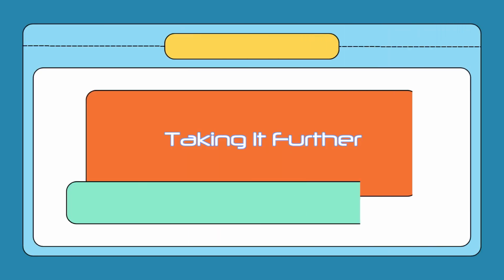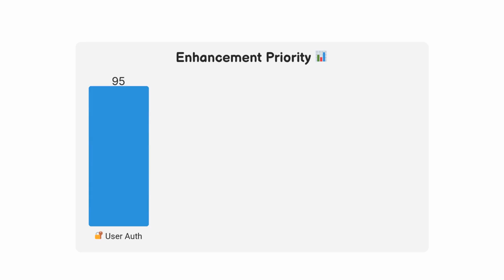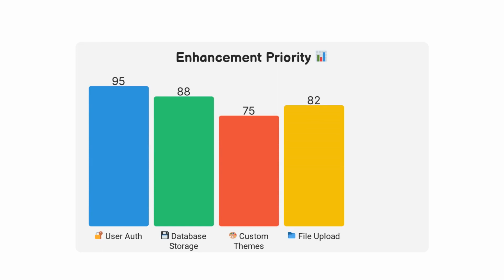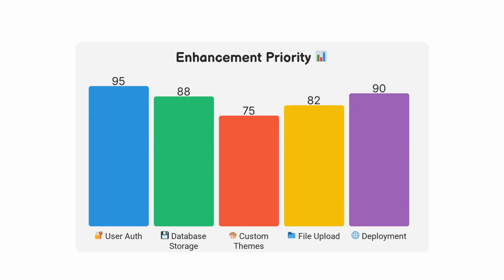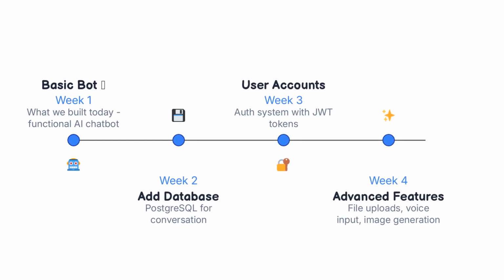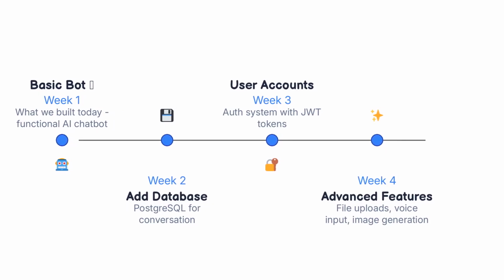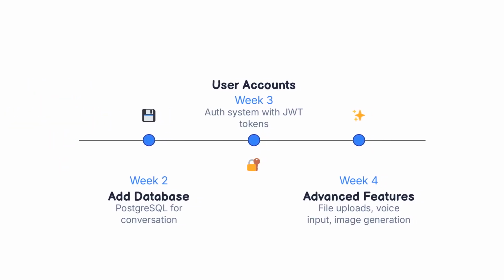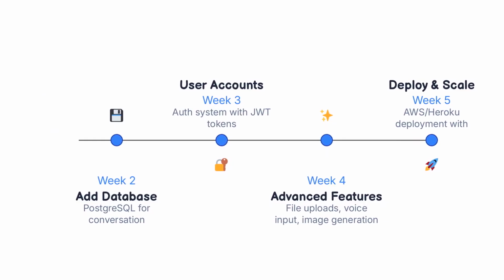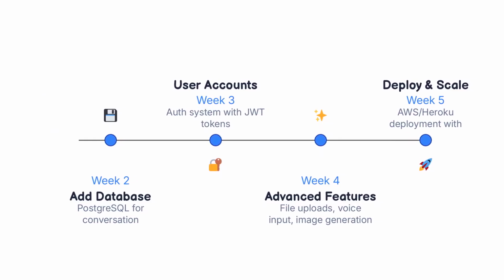Taking it further. Now that you've got the basics working, here's what to add next. I've ranked these by impact versus effort. Start with the high impact, low effort wins. Each enhancement makes your chatbot more impressive and production ready. Here's your roadmap from basic chatbot to production app. Follow this path and you'll have something truly impressive for your portfolio. Each stage builds on the previous one, and you can stop whenever you have what you need.